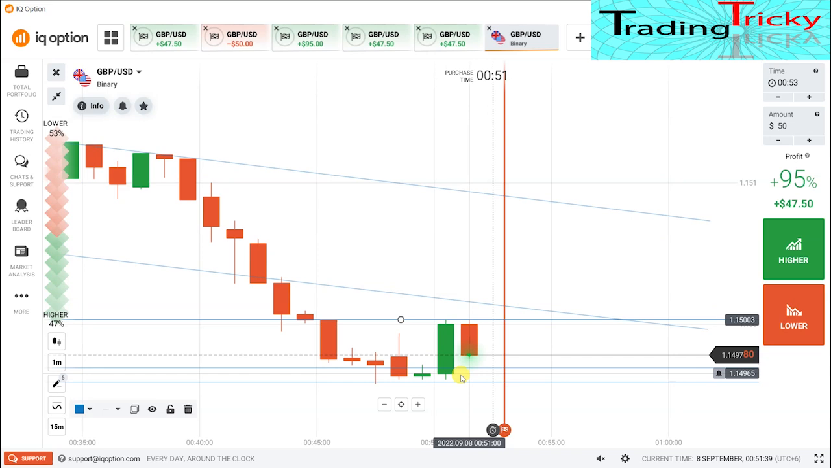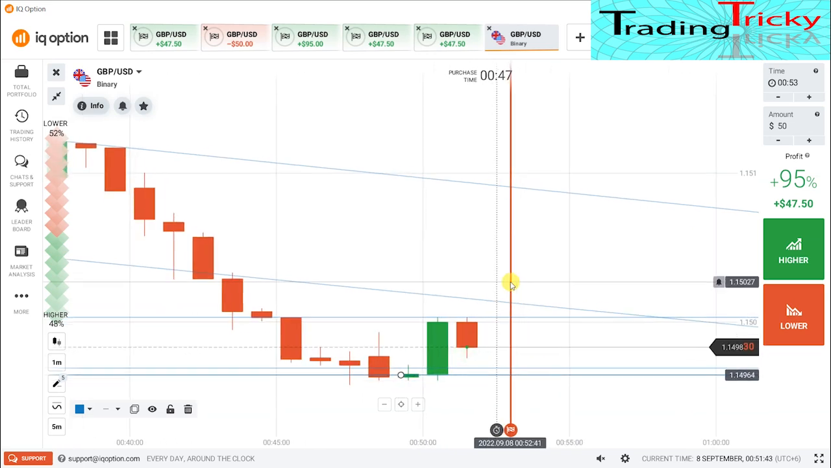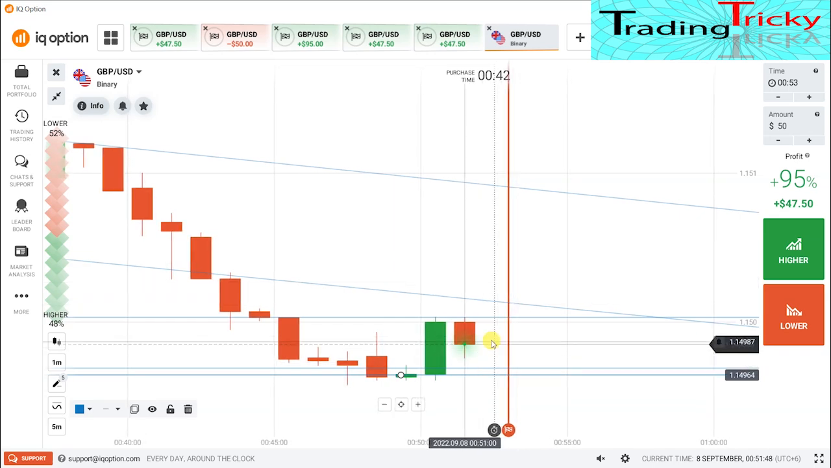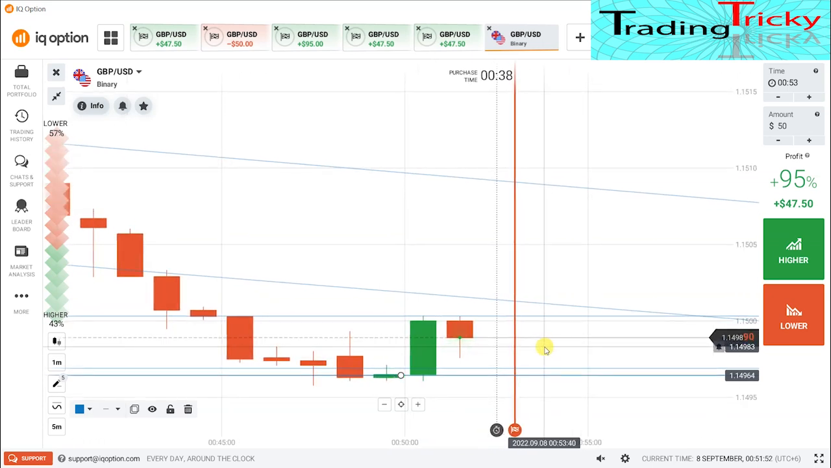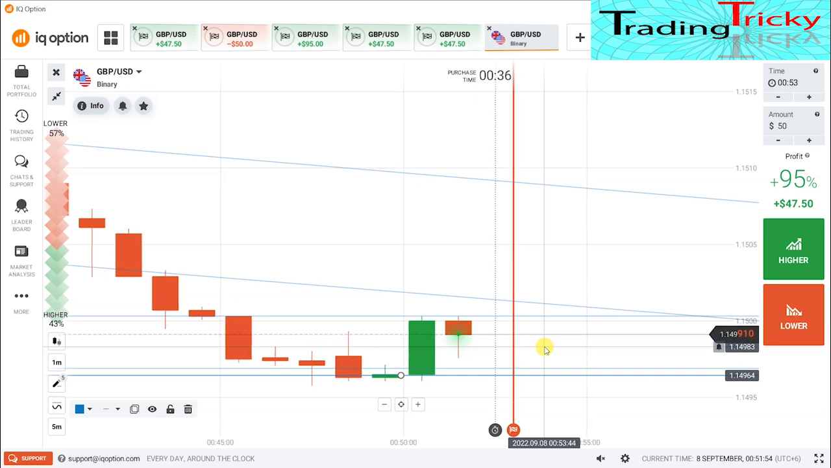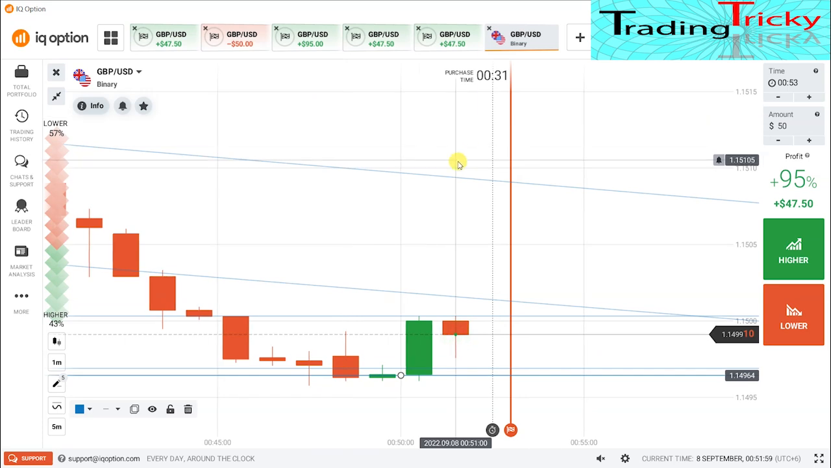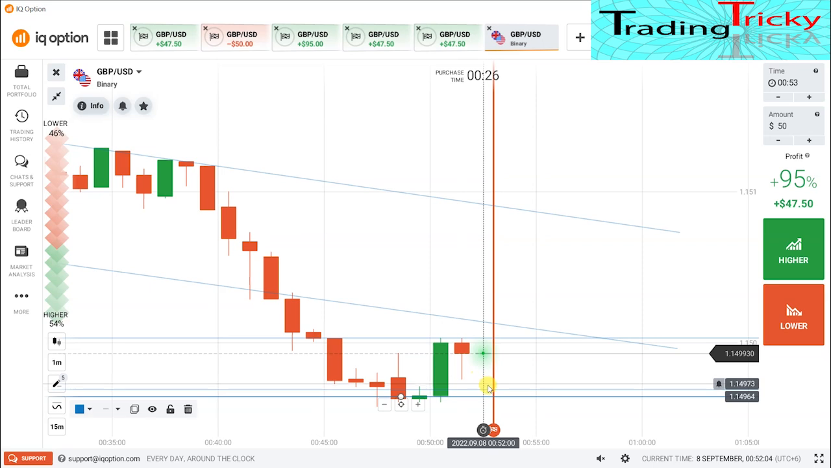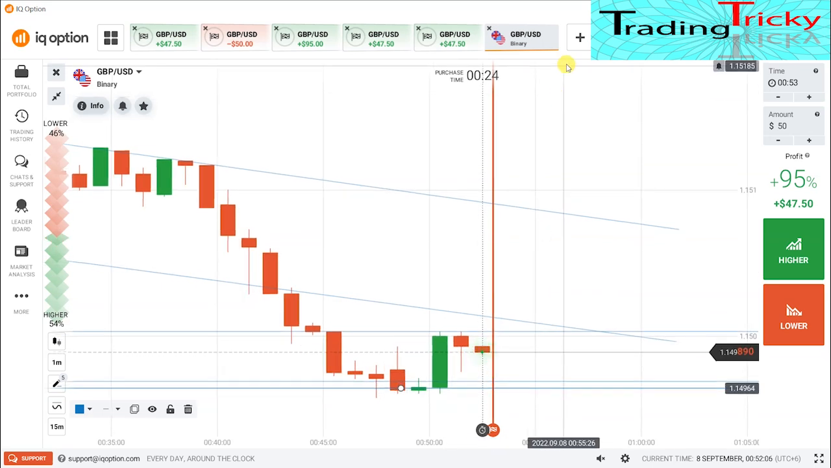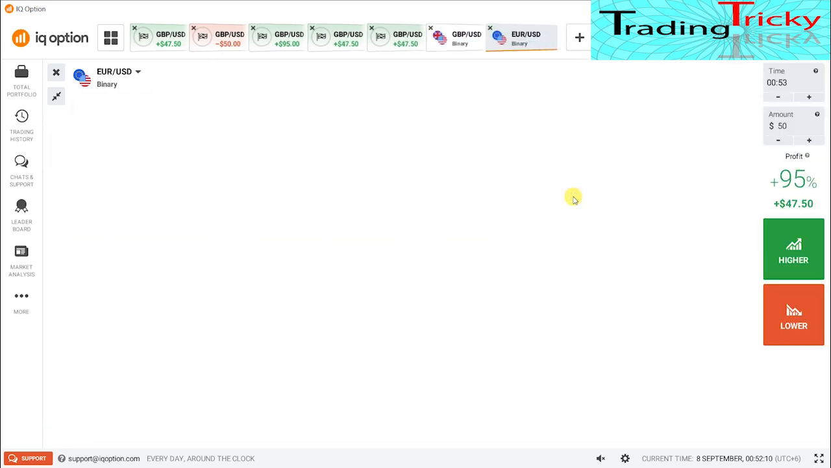Okay, if the candle closes exactly here, then we can decide to go with buyers again. But if the candle closes in the middle of this candle, then we don't have any trade. So till now I have placed 6 trades. Out of 6, I have one loss. No, there is no confirmation, but mostly buyers will enter. Let me change the pair.